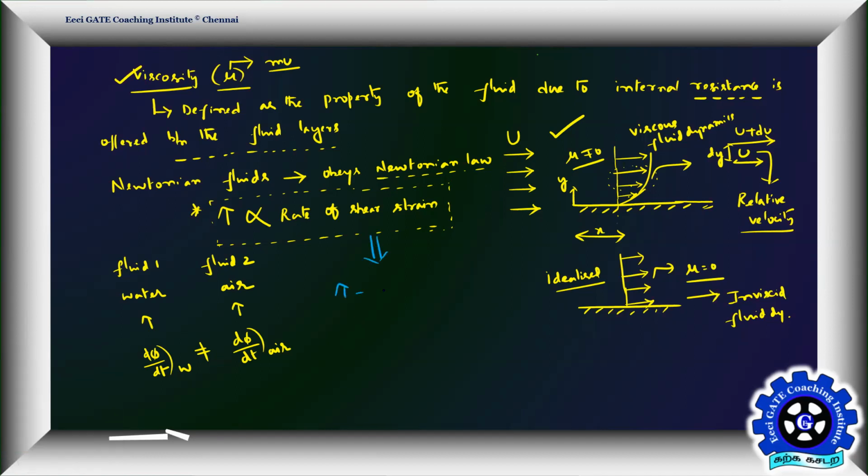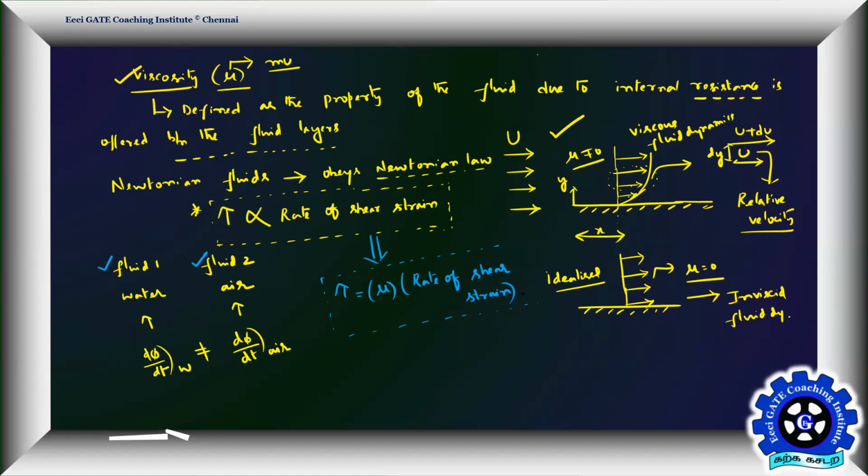tau equal to mu times the rate of shear strain. Are you guys clear why I'm writing mu now? Actually speaking, there is no importance of mu when you write it like this. But when you do an experiment with fluid 1 and fluid 2, which are not the same, there is an importance of mu coming into the picture.